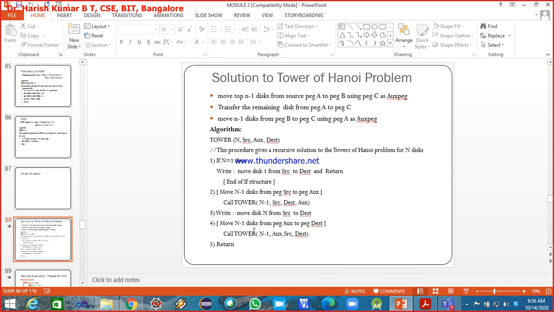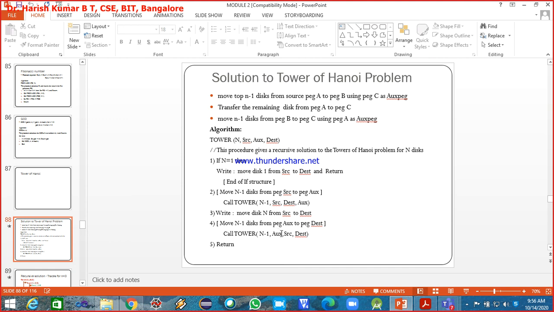Next, after moving the nth disk from the source to the destination, the source peg will be empty. And where are the remaining n minus 1 disks? They are on the auxiliary. Now the auxiliary becomes the source. Yes or no?